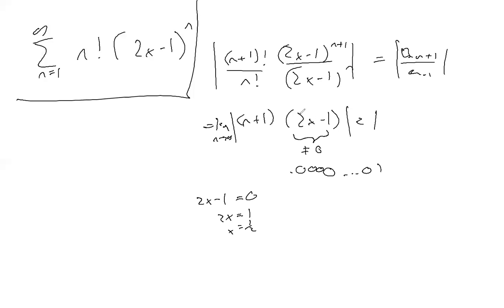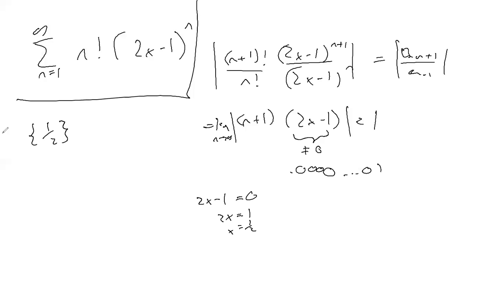So when x equals 1/2, this term is 0 and the limit is 0, because no matter what n is, it's multiplied by 0. But if x is anything other than 1/2, the limit is going to go to positive or negative infinity. So this power series is only convergent at the point 1/2.